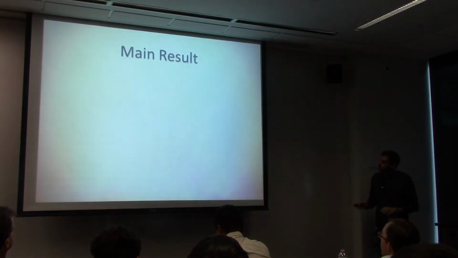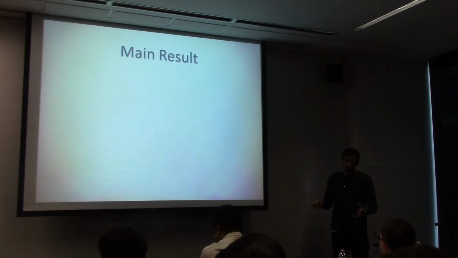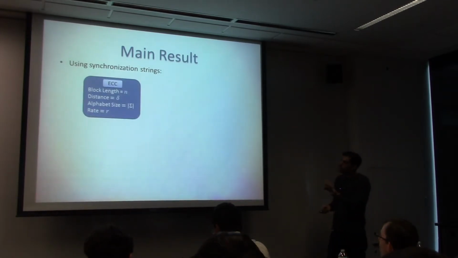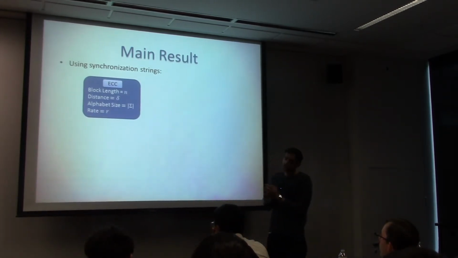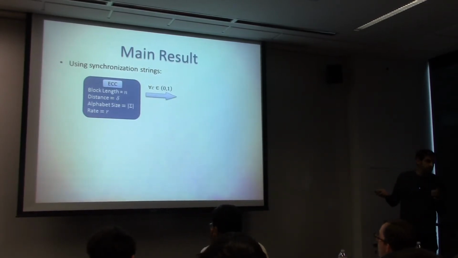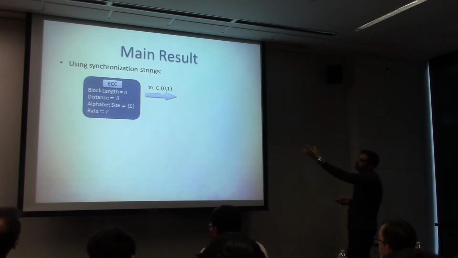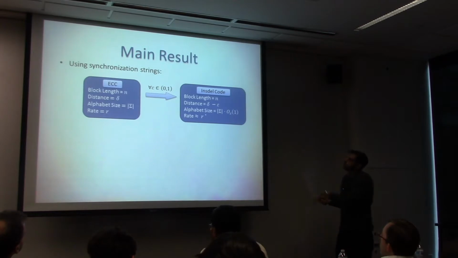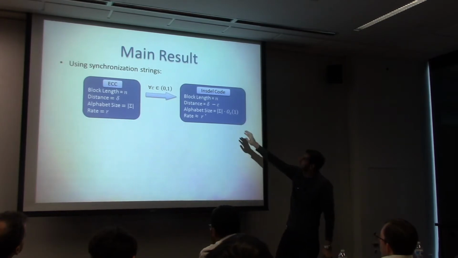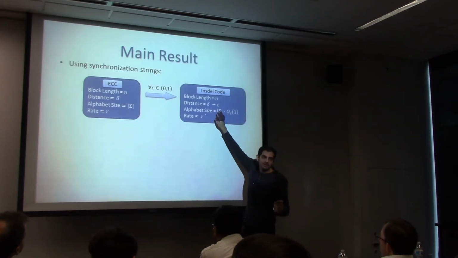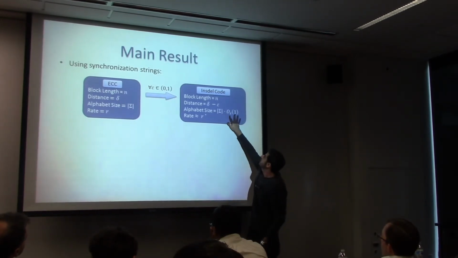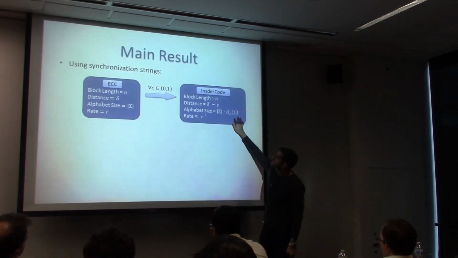With that being said, I'm ready to present the main result of today's talk. Using these things that I'm going to call synchronization strings, I'm going to give you a way to, let's say you give me an error correcting code with these parameters. I can pick any epsilon as small as I wish, between 0 and 1, and somehow convert that error correcting code into an insertion deletion code, which is almost equally as good. It's defined over the same block length. It only has a distance which is only slightly smaller than delta. The alphabet size is still some constant. It's the original alphabet size times some constant that only depends on epsilon. This is what this means.